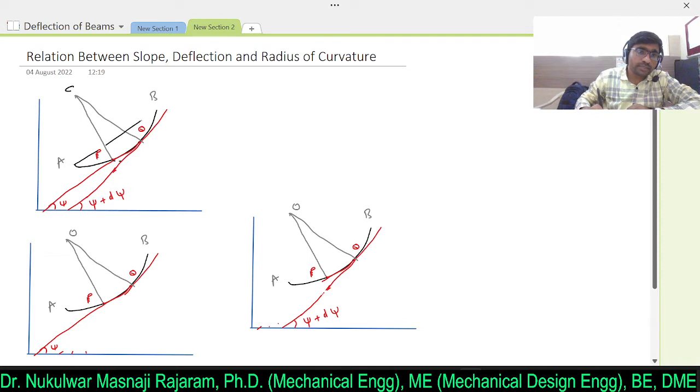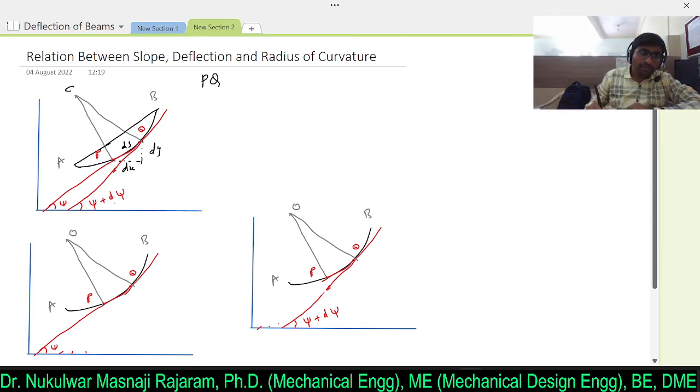Here AB is the beam and it is deflected over here, and in AB I am considering some portion, so that portion is PQ. Now it is having the length ds. Along the x-axis I will consider dx, and along the y-axis I will consider dy. Now a small portion PQ I have considered in the deflected beam.